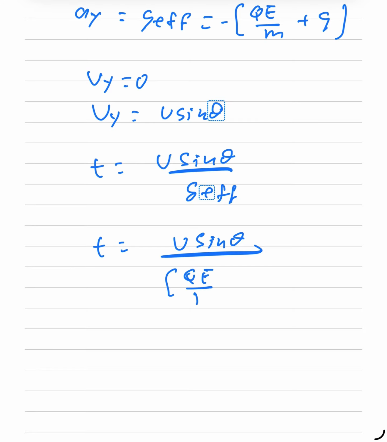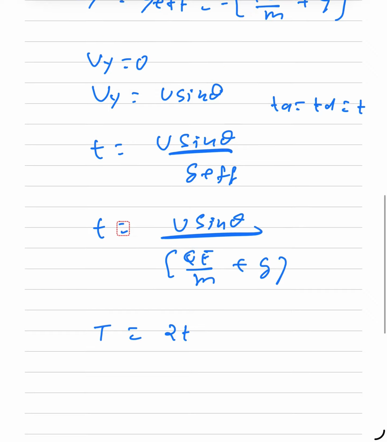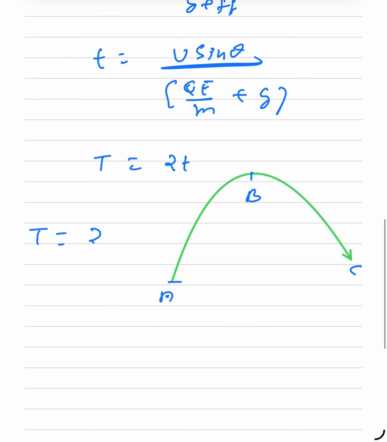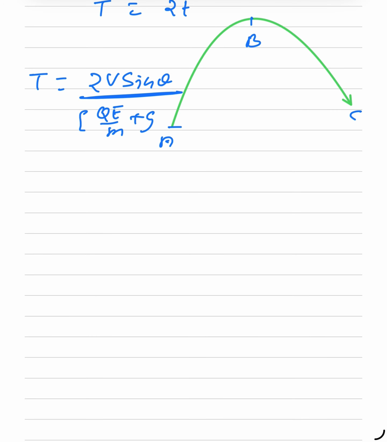Putting the value of g effective, q E divided by m plus g, the time of ascent equals the time of descent, equal to t. The time of ascent is from this point to this point, and the time of descent is from B to C. Total flight time t equal to u sin theta divided by g effective, where g effective is q E divided by m plus g, with g the acceleration due to gravity. This is the concept of flight time, and similarly we can calculate the horizontal range and the height of projection.